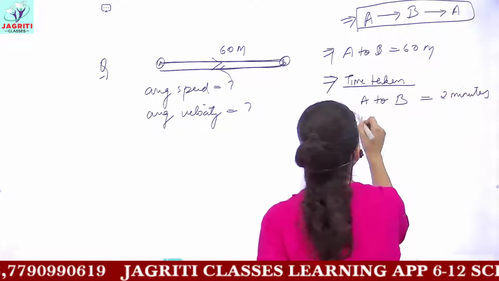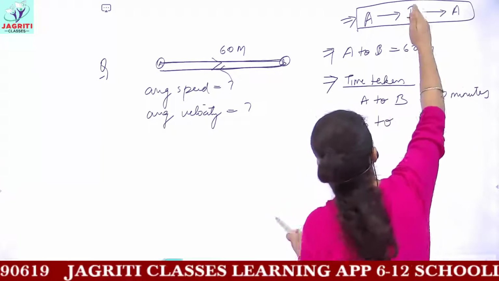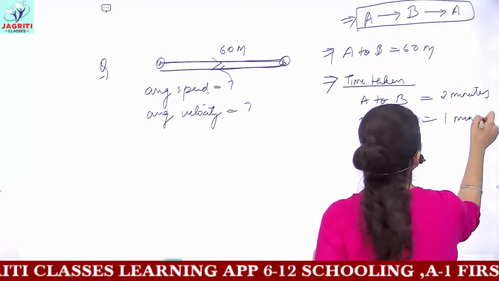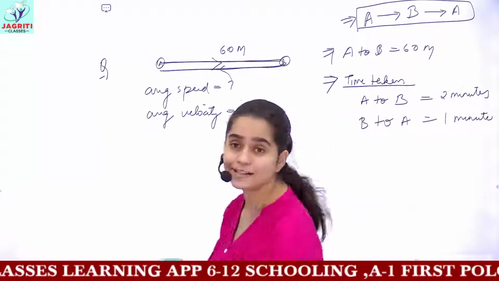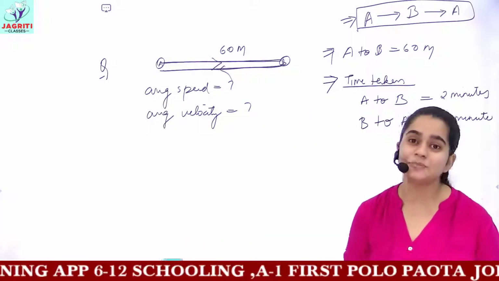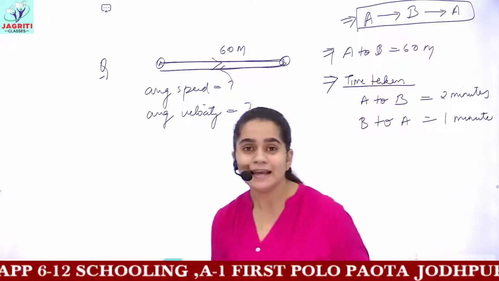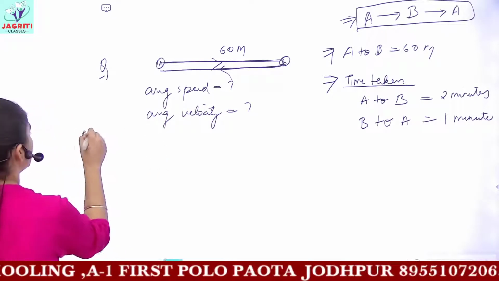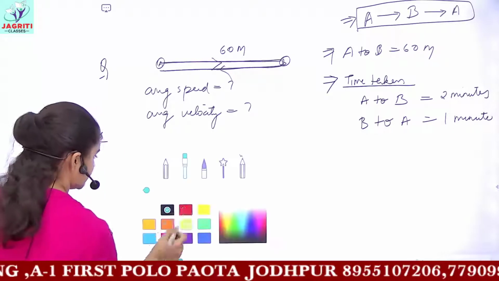And then the time taken to travel from B back to the point A is 1 minute. This you have been given and you are asked about average speed and average velocity. If you are clear with all your concepts, please attempt this question on your own and then you may check the answers with me. Okay, let's see what would be the answer to this question.